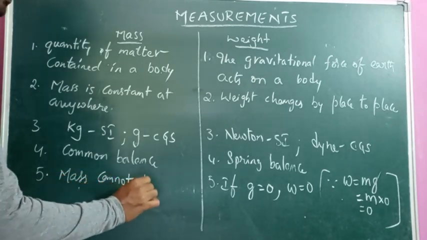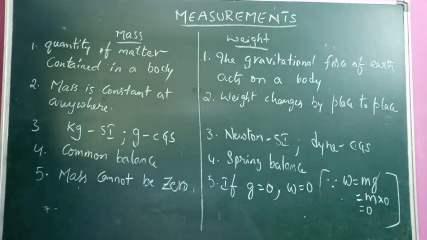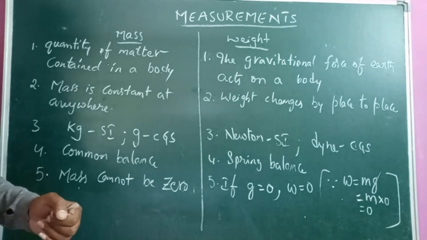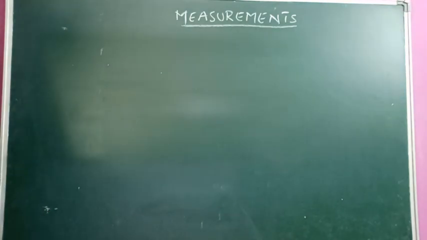Mass can never be 0. Okay children, so these are the differences between mass and weight. Along with the multiples and submultiple values, here I am giving the 3 important values for measuring the mass.